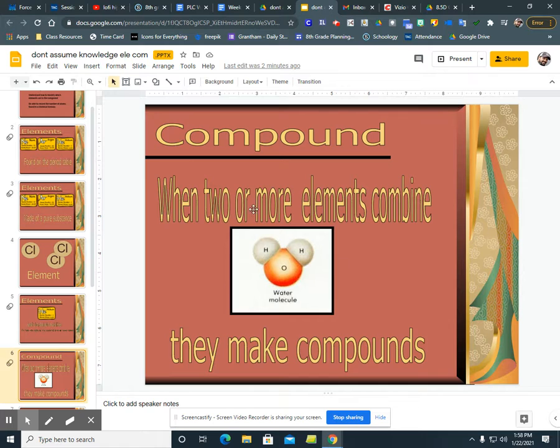So if we look here, a compound is when two or more of these elements have combined. If you look at the image, we have two hydrogens that have bonded with oxygen, okay, and that is a water molecule. So two or more elements combine, they make compounds. One way to remember this is if you think of a compound word like football. A compound means there are two words that come together to create one. So when we're looking at compounds, we have two or more elements that come together.